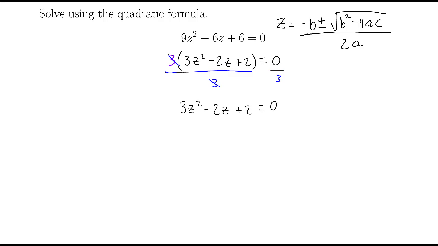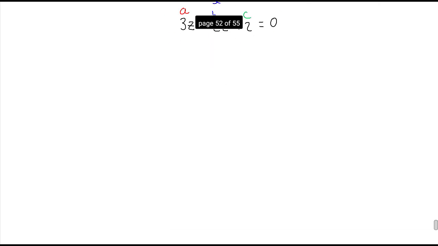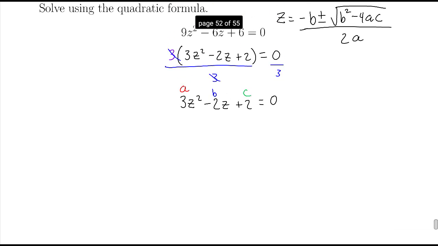Okay, well, remember, in this case, a is 3, b is negative 2, and c is positive 2. Now, you will get the exact same answer if you use 3, negative 2, and positive 2, as you would if you used 9, negative 6, and positive 6. Okay, you'll get the same answer. So let's go with the smaller numbers. Okay, let's plug in the numbers. Let me go ahead and write it out.